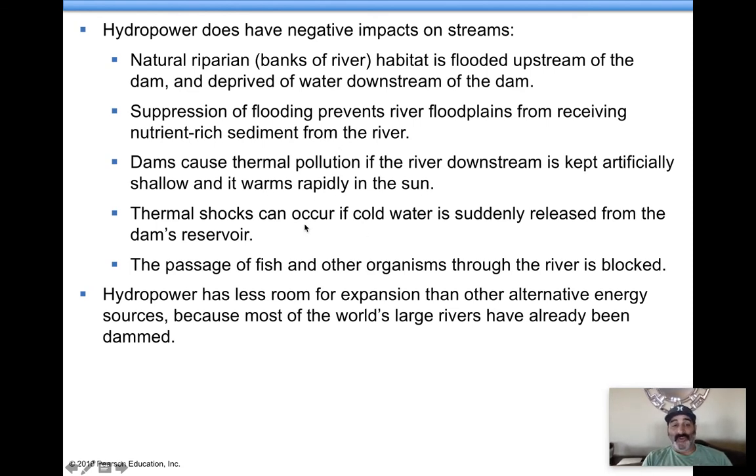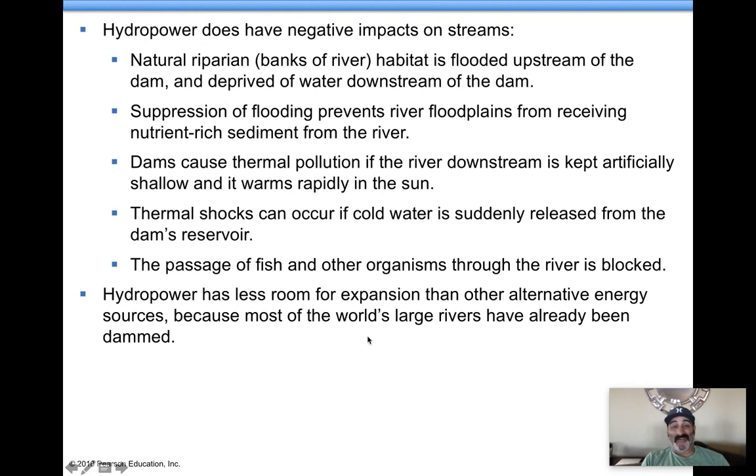When you have a dam, you're talking about heat pollution. Why? Because the water is generally shallower in certain areas, and when it's shallower, it's going to get warmer. Thermal pollution is bad because as the water gets warmer, there's less oxygen in the water. So thermal pollution leads to deprivation of oxygen. Thermal shock can occur if you all of a sudden release all this colder water downstream. You shift temperatures rapidly and you change habitat. Also, fish have natural areas they want to move to for spawning, for example, so the passage of fish is deprived when you dam an area.